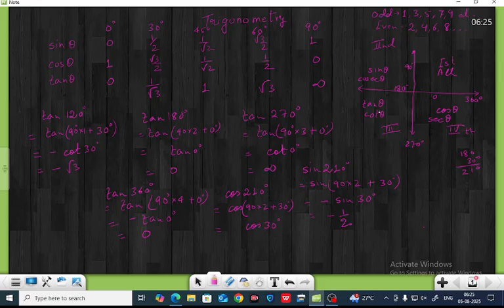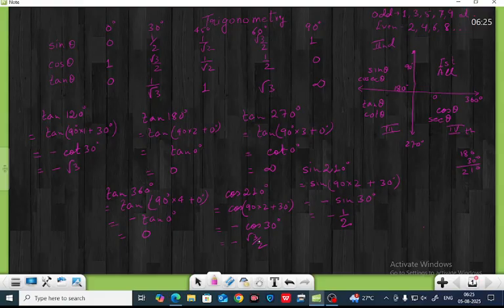And which quadrant is it? 180 plus 30 lies in the third quadrant. Since it is in the third quadrant, the value of cos is negative, so it will be minus cos 30 degrees. The value of cos 30 is root 3 by 2, so the value is minus root 3 by 2. In this way, you can find any value of sine, cos, tan of any number.